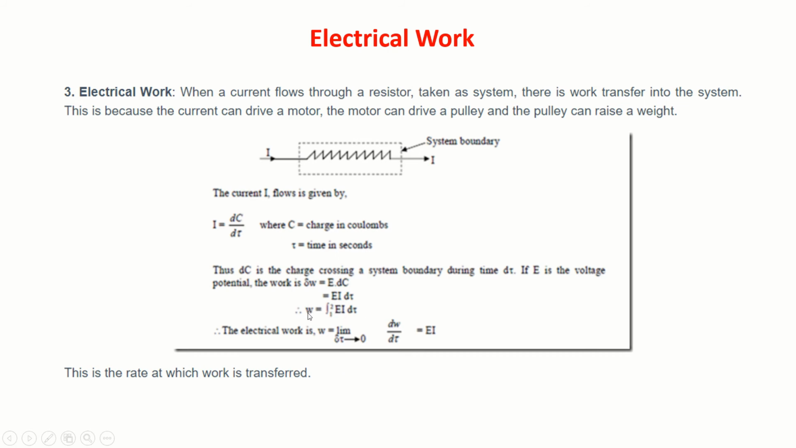Now work by time is power. Power is nothing but EI, in joules per second. This is the electric power. What is the electric work? You can always say EIt, where t is the time. Or in this case, I have used the symbol tau. Tau is the time.